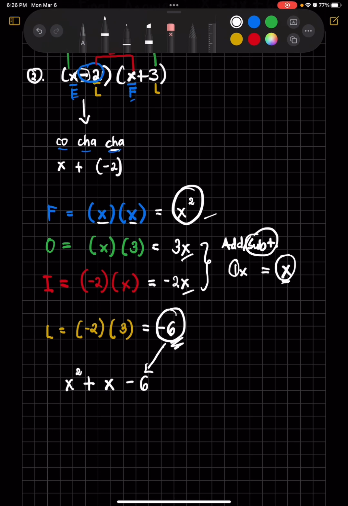Okay? Just copy it, it becomes negative. And we already know the rule about why it became negative, or why it became minus. Okay? So, if you are going to read the expression, we have x squared plus x minus 6. So, this is the final answer. Okay? That's it for part 2 of the product of two binomials.